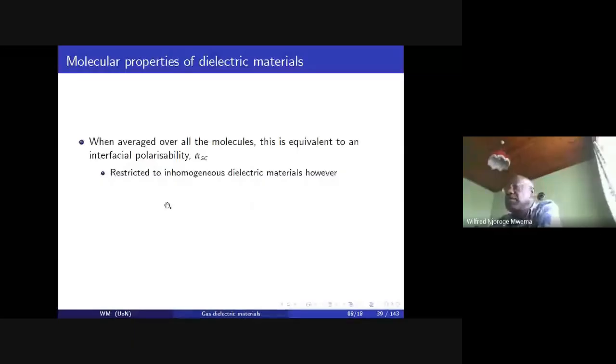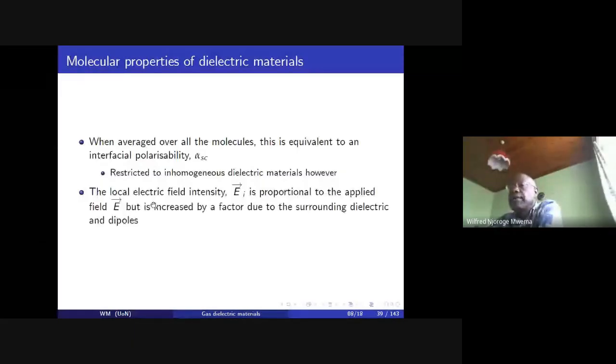Okay. So the local electric field intensity is proportional to the applied electric field E, but it's increased by a factor due to the surrounding dielectric dipoles.